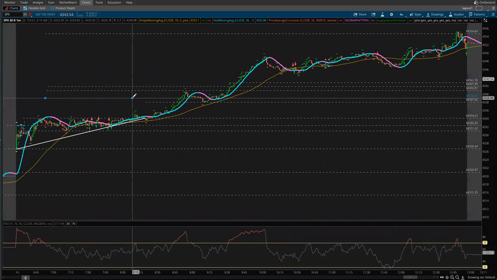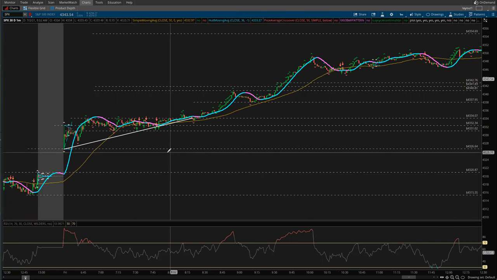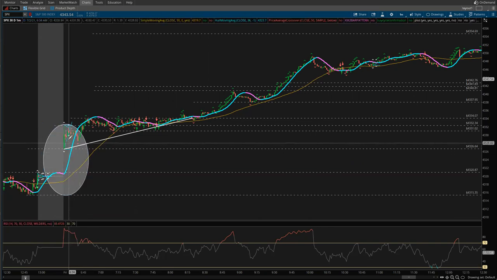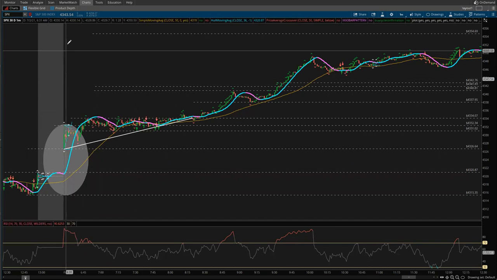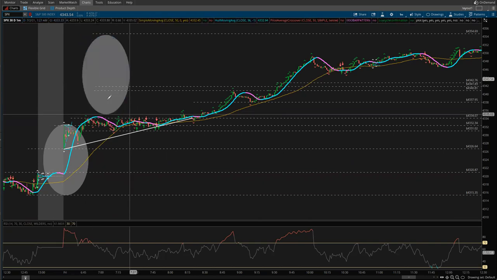Okay, do you think it's a coincidence that our flagpole, which was this zone right here, the flagpole up until this level, is the exact same amount that got produced up here at this level after the breakout? Like, guys, it's not a coincidence.